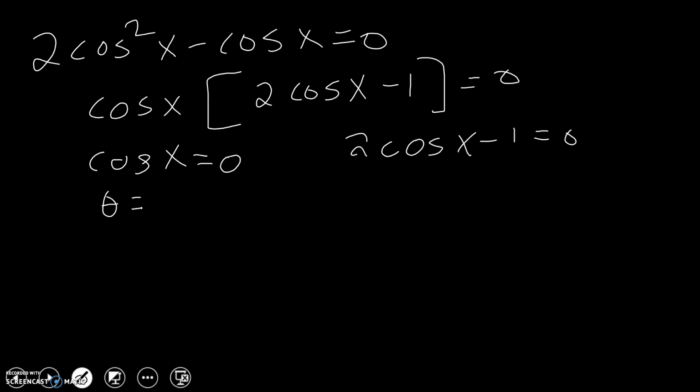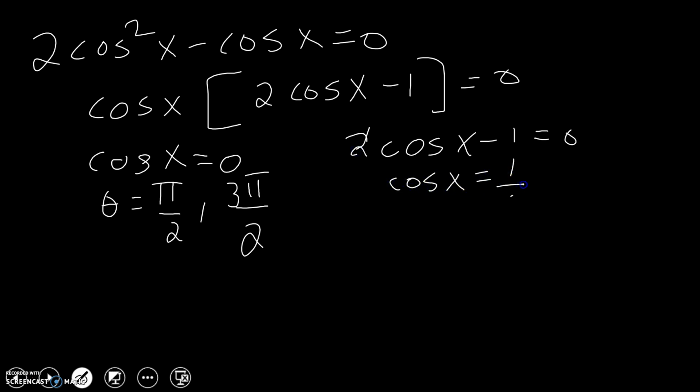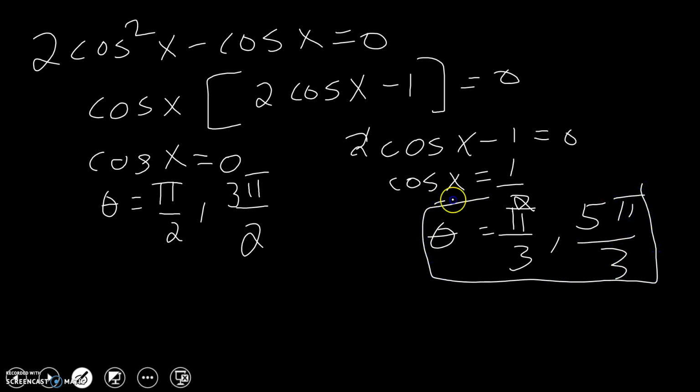So cosine of x equals 0 at the angles pi over 2 and 3 pi over 2. Now we need to solve for this one. We need to solve for cosine of x. So cosine of x is going to be equal to 1/2. So theta is going to be equal to pi over 3 and 5 pi over 3. Boom, that's your answer.